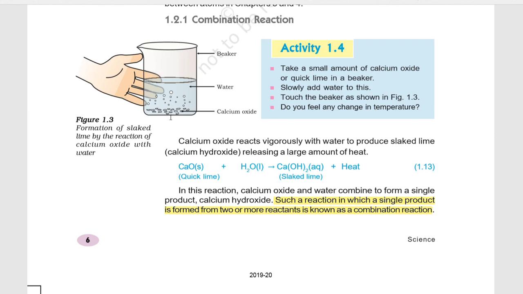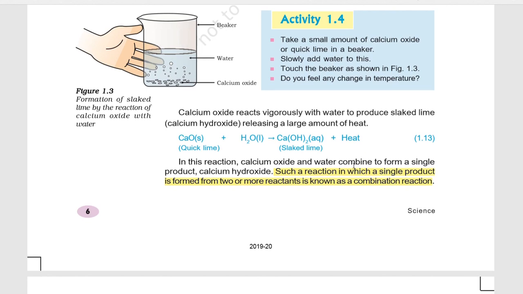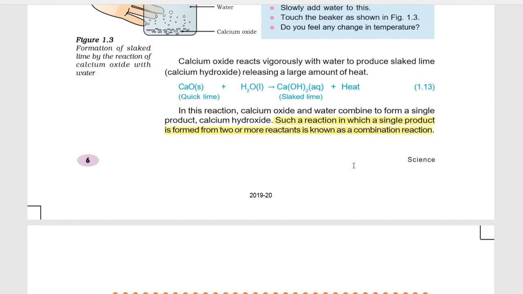Here, the given example is calcium oxide reacting with water. It forms slaked lime, that is Ca(OH)2. It also liberates heat. We have seen that reactions which liberate heat are known as exothermic reactions. So this is an example of an exothermic reaction also. In this, quicklime and water, two reactants, are combining to form only a single product. Hence, it is a combination reaction.